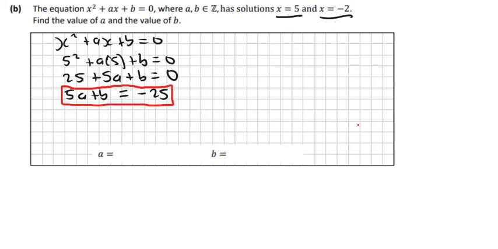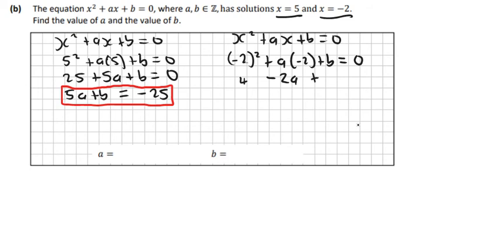And now let's sub in minus 2. So same thing again, x squared plus ax plus b is equal to 0. So let's sub in a minus 2. So we have minus 2 squared plus a times minus 2 plus b is equal to 0. Minus 2 squared is 4. Minus 2a plus b is equal to 0. Let's move across the 4, so we get minus 2a plus b is equal to minus 4.